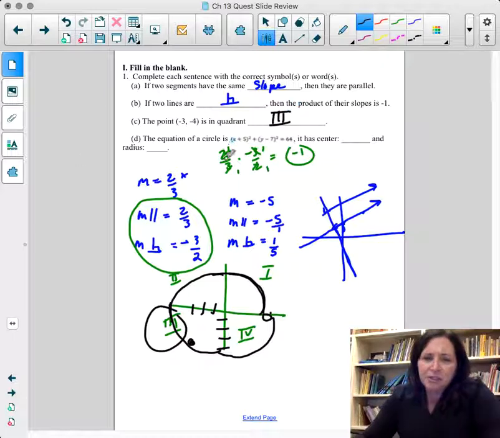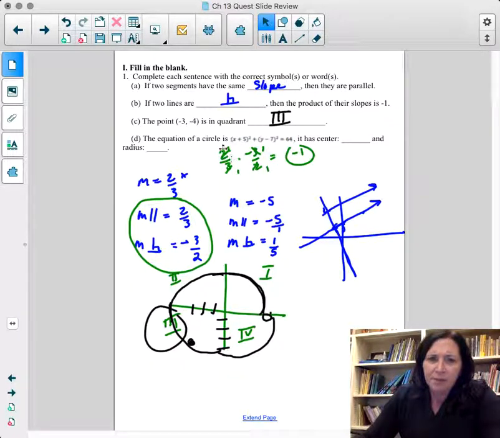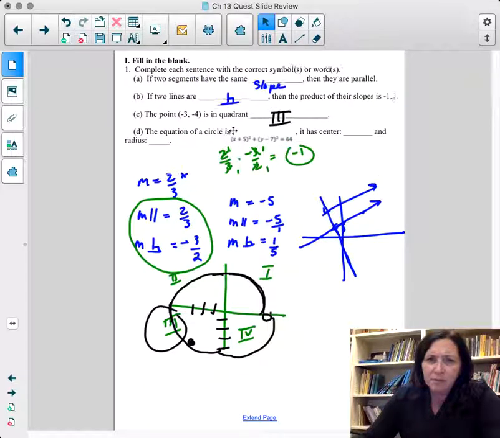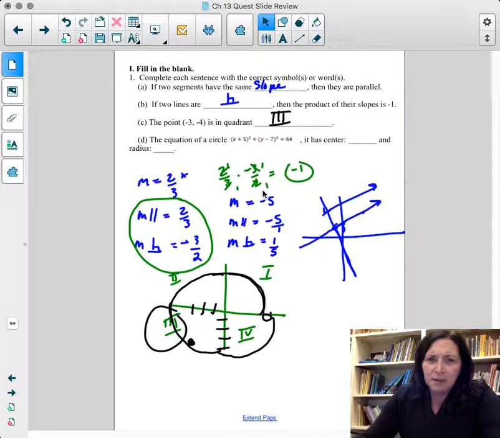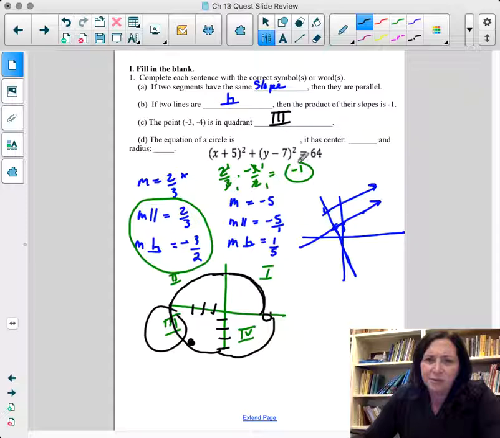And the last question on this page basically says the equation of a circle. I don't know if you can see it, it's a little bit small, but let me see if I can make that bigger. There we go. (x + 5)² + (y - 7)² = 64.